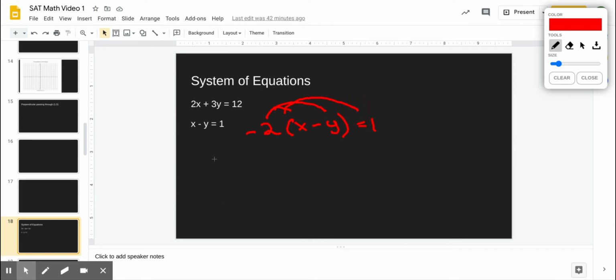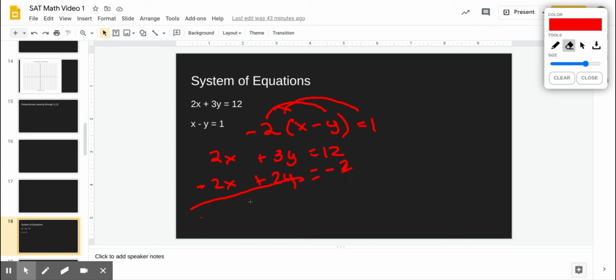So the top equation will be 2x plus 3y equals 12. But the bottom equation will now be negative 2x, and then negative 2 times negative y will give us a positive answer. Remember, negative times a negative is a positive. And negative 2 times positive 1 is negative 2. Okay, and we'll just put a line here. Two lines here, getting a little crazy. Let's clear that out.